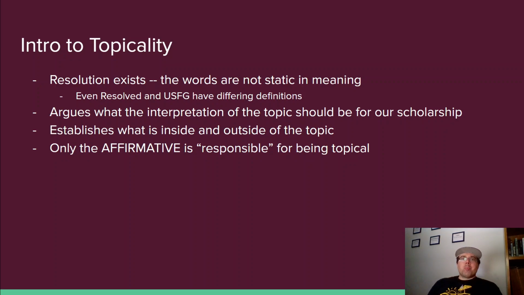discuss throughout the year. So, the first thing you have to acknowledge about that resolution, however, is that the words inside of the resolution do not have a static meaning. They don't have necessarily one set-in-stone definition for how you should interpret each word. Even United States federal government is interpreted and defined in multiple different ways, including the one that thinks of it as the government in Washington, D.C.